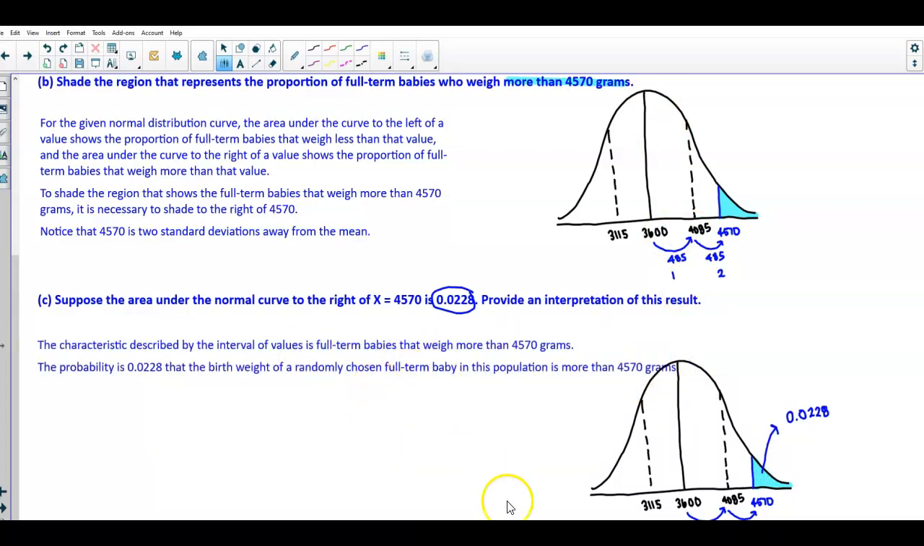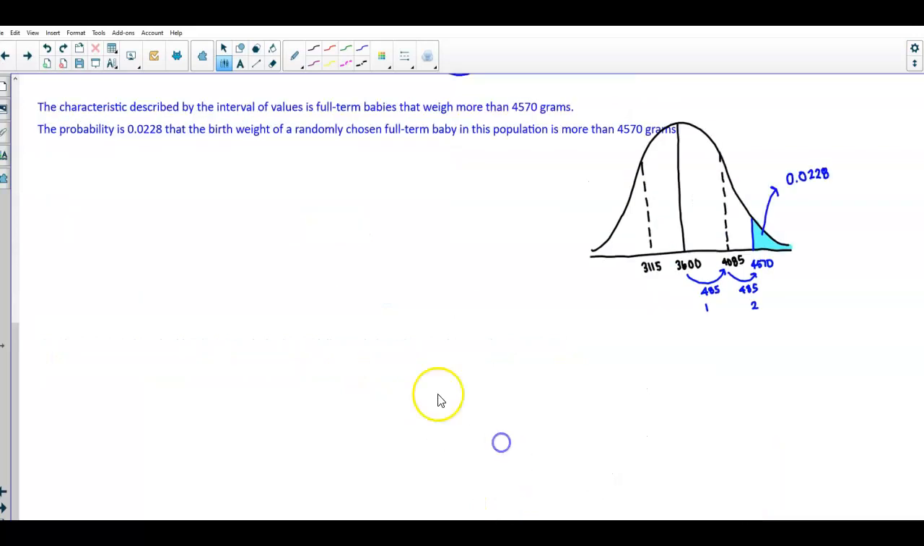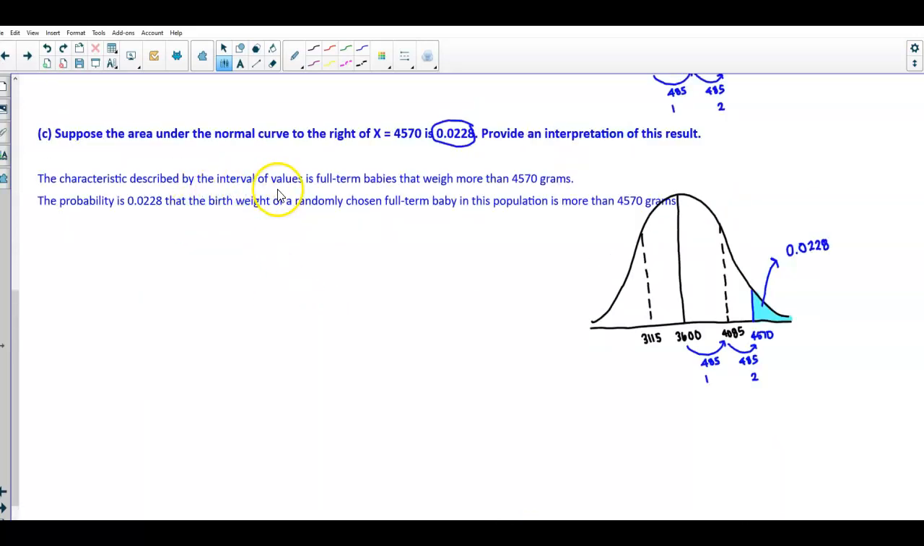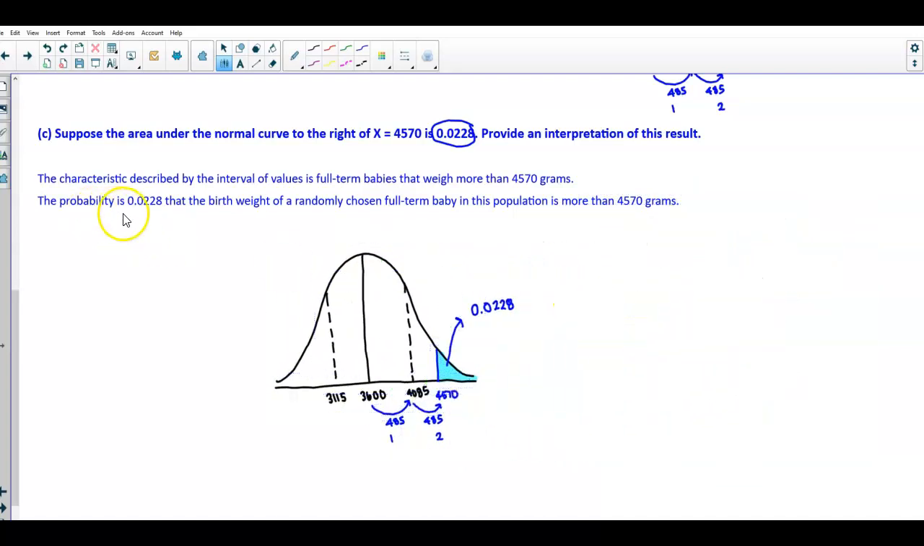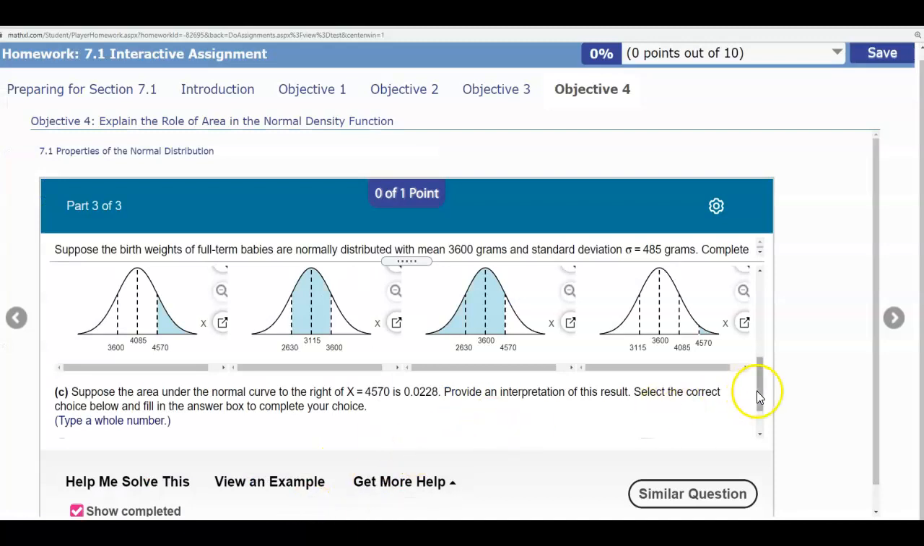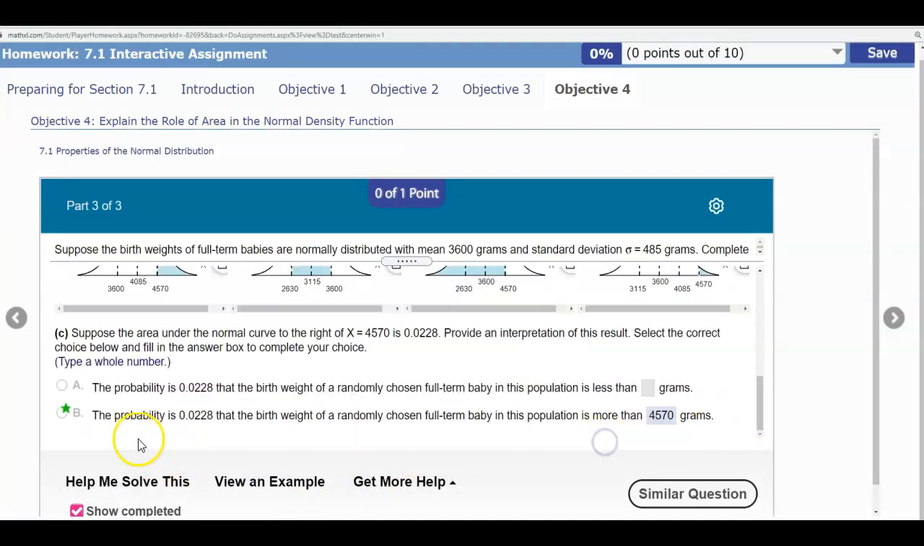Well, that means the following. The characteristic described by the interval of values is full-term babies that weigh more than 4,570 grams. So let me move this graph down a little bit further. The probability is 0.0228 that the birth weight of a randomly chosen full-term baby in this population is more than 4,570 grams. If we take a look at our result, we can see that we have more than, and that gives us the result.